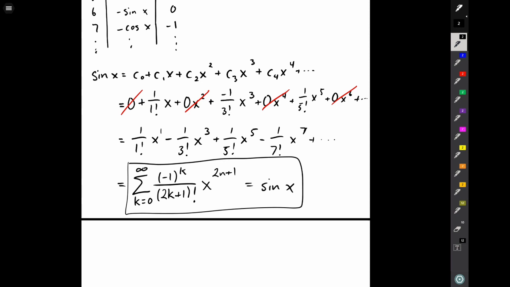Hopefully that's pretty interesting. I think it's pretty interesting that we're able to represent functions like sine and e to the x as infinite polynomials. They're polynomials of infinite degree. So they don't end, but we're able to represent these complicated functions as simple things.